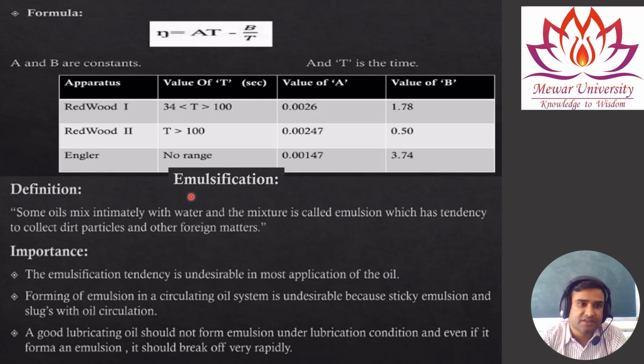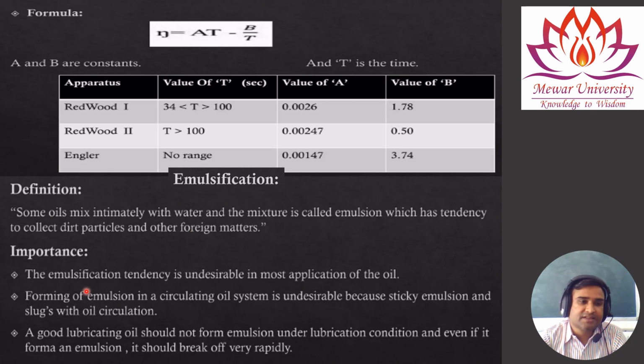Next we have emulsification. So what is emulsification? You can see in the definition, some oil mixes intimately with water, and the mix is called an emulsion, which has a tendency to collect dirt particles and other foreign matter. So a few oils or petrochemical products or fuels have some mixing property with the oil droplets. They mix with the oil and make the emulsion, and this emulsion has the property to dissolve the foreign matter into it. Due to this, the fuel is not safe.